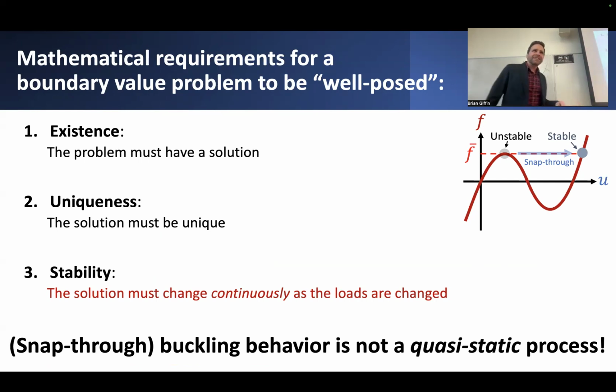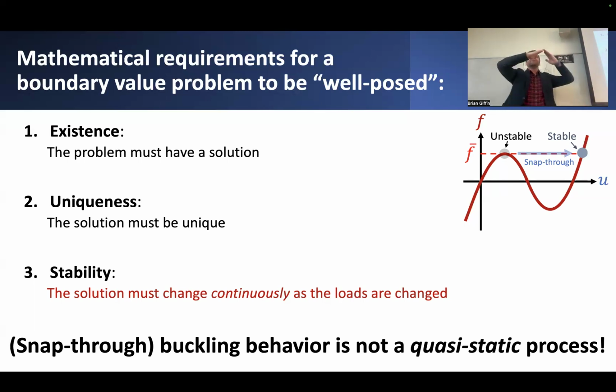So if you're modeling structures that exhibit instabilities and undergo buckling, you really ought to be considering that this is not a quasi-static process. It is a dynamic process inherently. And the only way that you can reliably run these problems and get a unique, well-posed boundary value problem with unique solutions, you really should be using dynamics, to be quite honest.